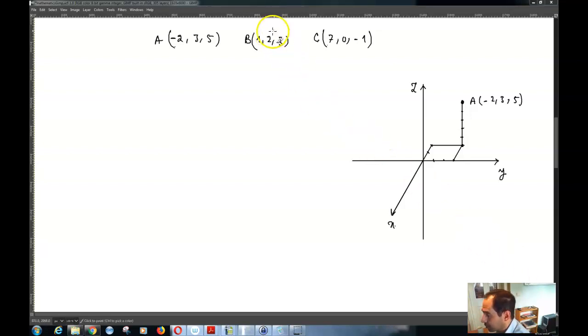I have another point, (1, 2, 3). So 1 would be this point over here, parallel to the y-axis, 2 units across the y-axis, parallel to the x-axis, this point over here, go up 3 units, 1, 2, and 3, and this point is B.